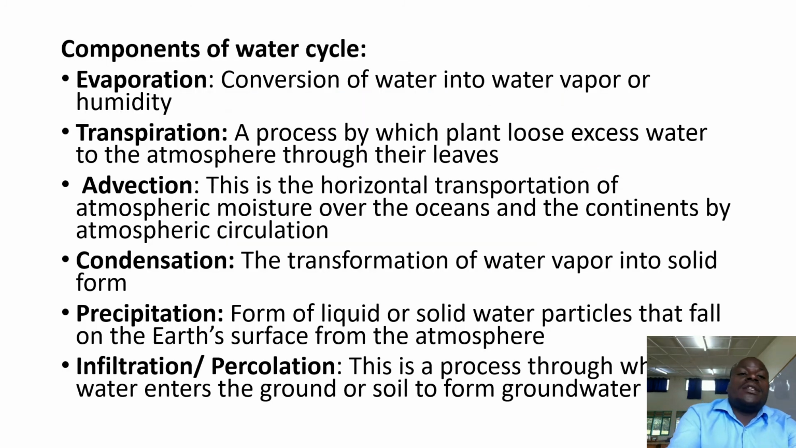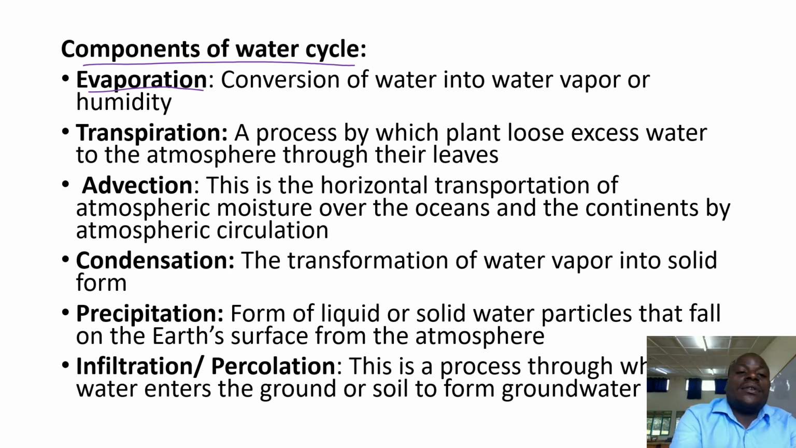We have components of the water cycle. These are the major elements or parts that make a water cycle complete. We have the process of evaporation. As we said earlier, this process changes liquid or water into gas or into vapor.